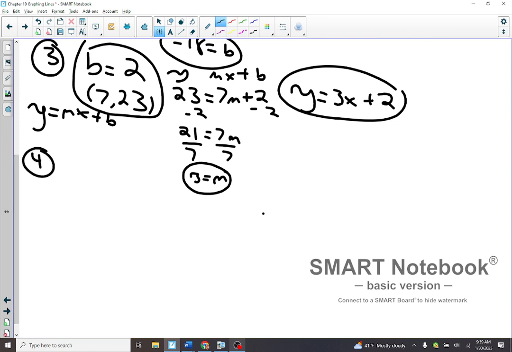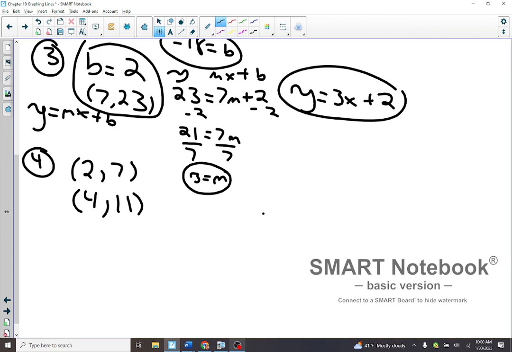Number 4. This one's the hardest version of it, but it's not too bad. Can you erase the 3? So the next one is you move the 3, 2 comma 7, and 4 comma, let's say, 11. In this case, I give you 2 points. You don't have an M or B.